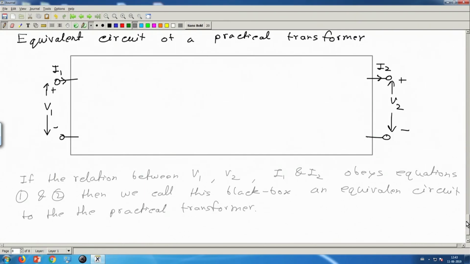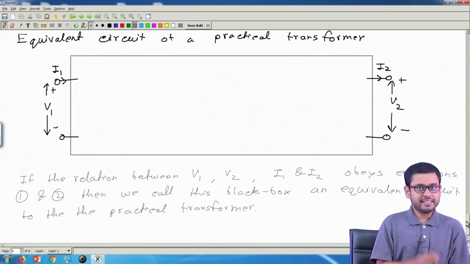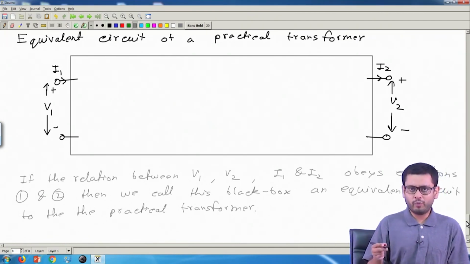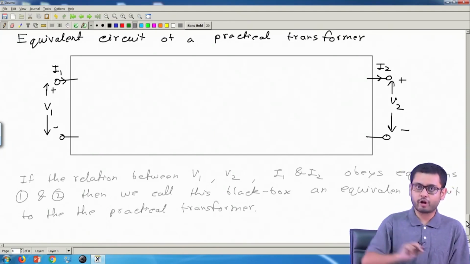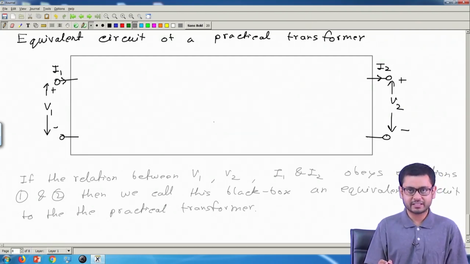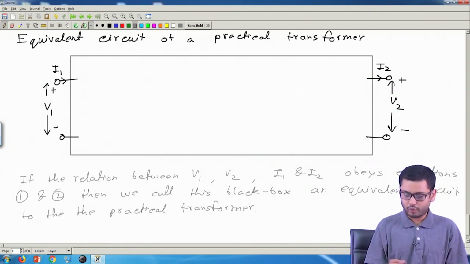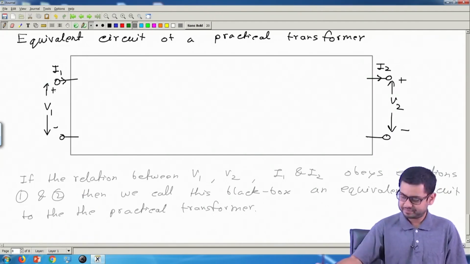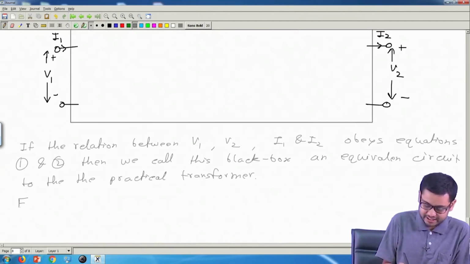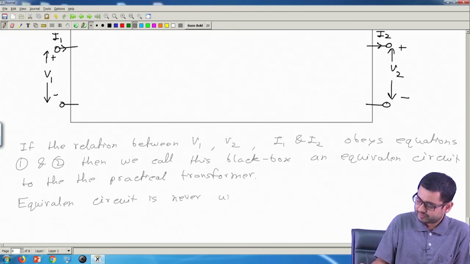Now, an important fact is that an equivalent circuit is never unique. What is an equivalent circuit? It is something which behaves in a way similar to the original one from outside, but inside can be a lot of different things. So inside I can have a lot of different circuits which will behave in the same way from outside. So what is there inside we cannot say. Therefore an equivalent circuit is never unique.